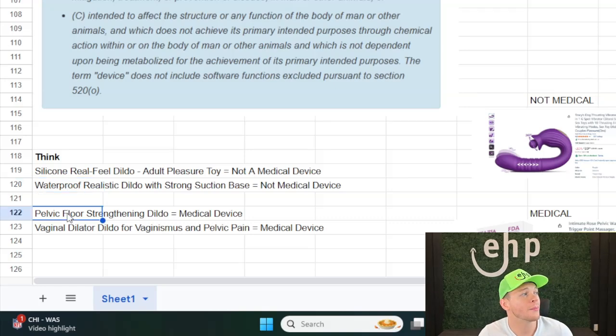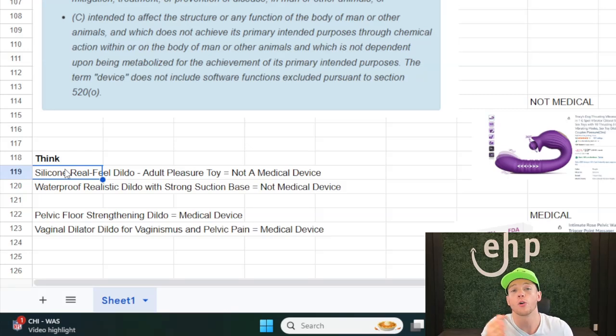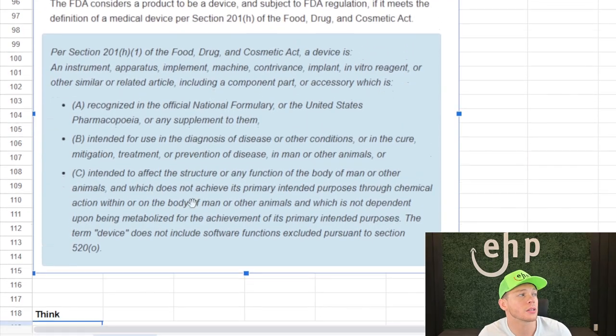But if you say pelvic floor strengthening dildo, it's a medical device. If you say vaginal dilator dildo for vaginism and pelvic pain, it's a medical device. So the difference is how you word it a lot of the times, how your packaging looks, how your instructions look. So if I just say silicone dildo, I'm good to go. Silicone dildo for pelvic pain, boom, that's considered a medical device. It's really the claims. That's what I'm trying to explain.